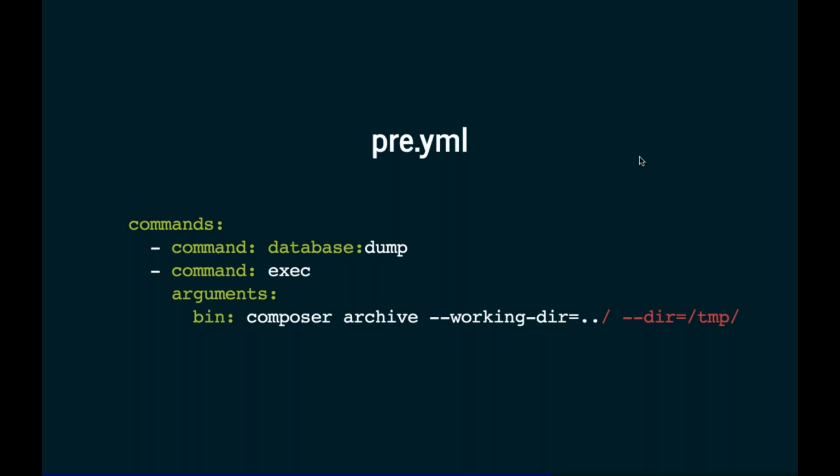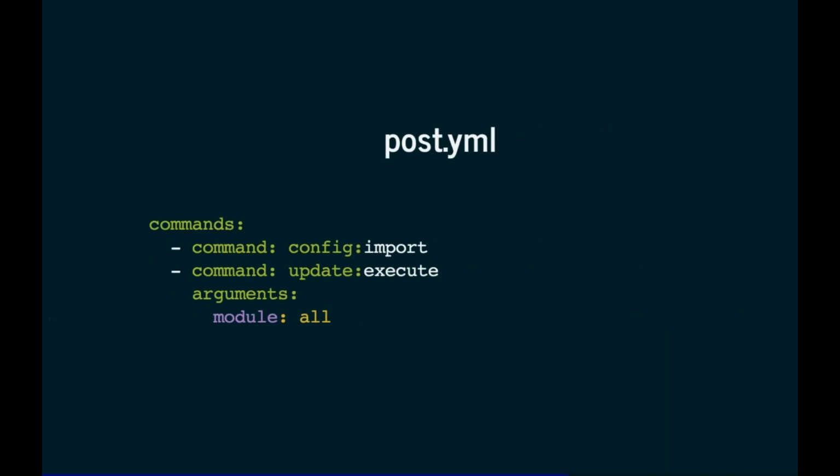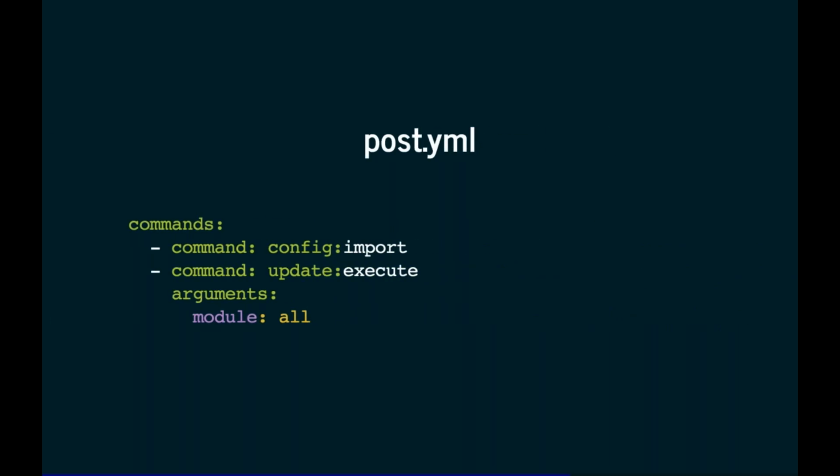Okay. And what about the post one? After any post update or install it happens. So after post installation, I run composer install, and once this install is finished, I can automatically attach this config import and update execute all, just to avoid forgetting about running this. So this will automatically import any configuration that is coming in the repo.